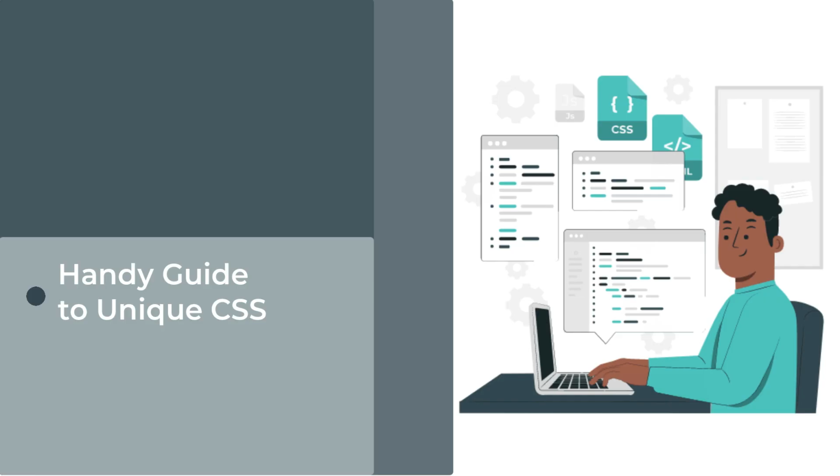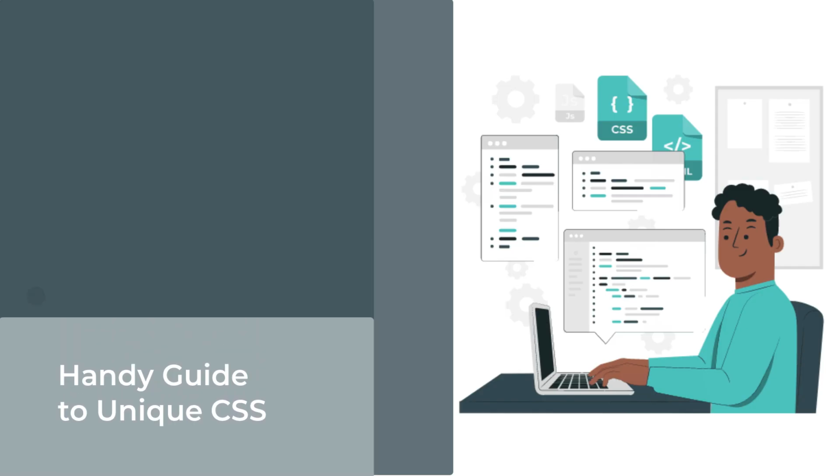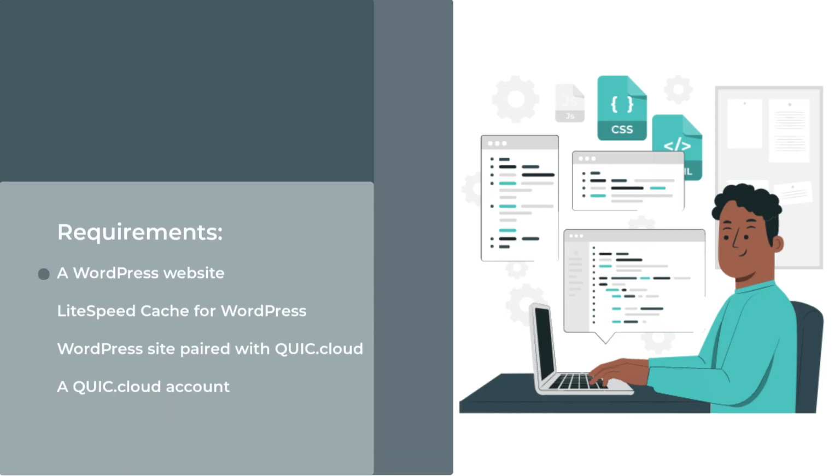If you would like to follow along and get UCSS working on your own site, you will need to have the following: a WordPress site set up and in working order, a copy of the LiteSpeed cache for WordPress plugin v3.0 or later installed and activated, your WordPress site paired with QUIC.cloud, and a QUIC.cloud account. If you don't have this set up yet, see the video description for instructions.